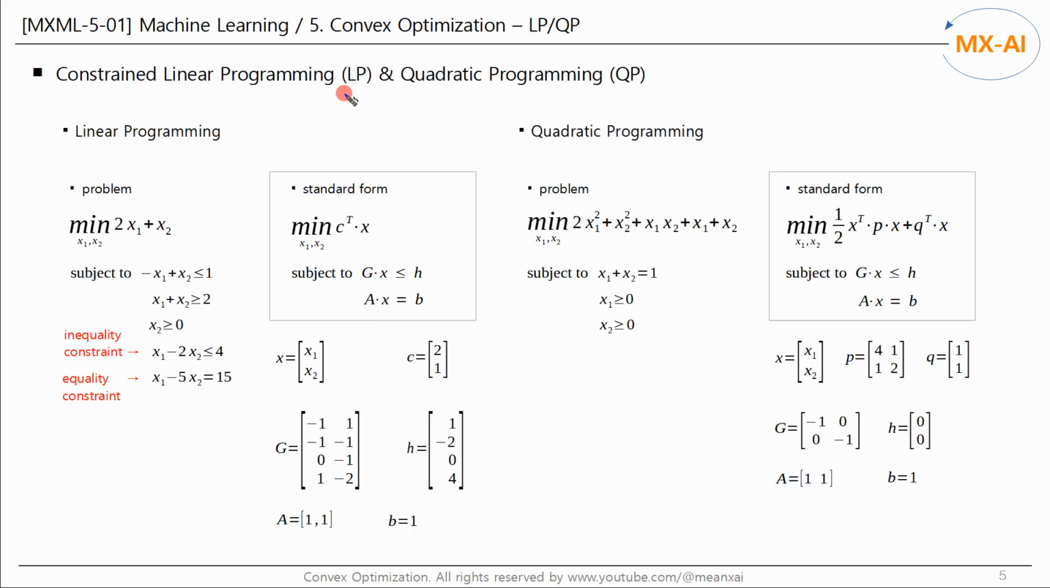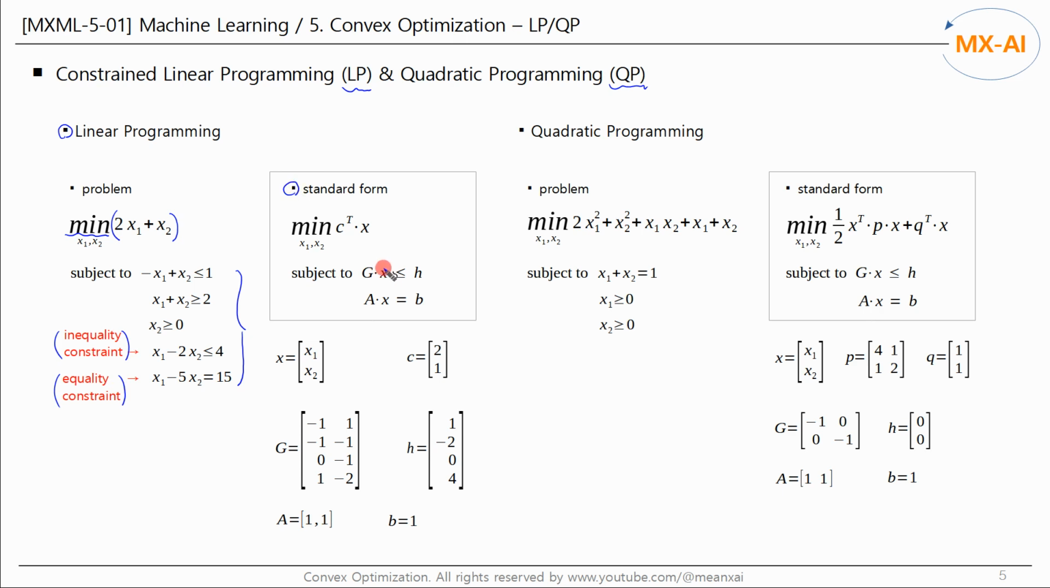This time we will look at the generalized mathematical representations of constrained linear programming and quadratic programming. Let's look at the linear programming problem below. The goal is to find the minimum value of this function. There are 5 constraints as shown below. There are 4 inequality constraints and 1 equality constraint. The standard form of this problem is as follows.